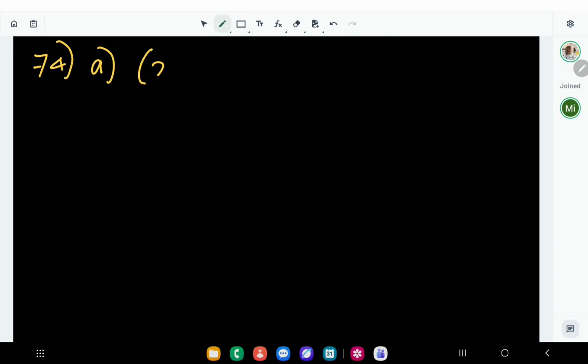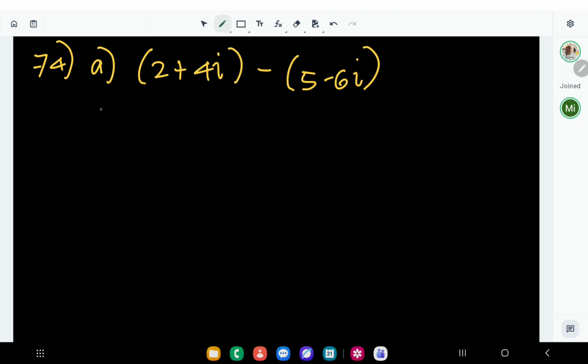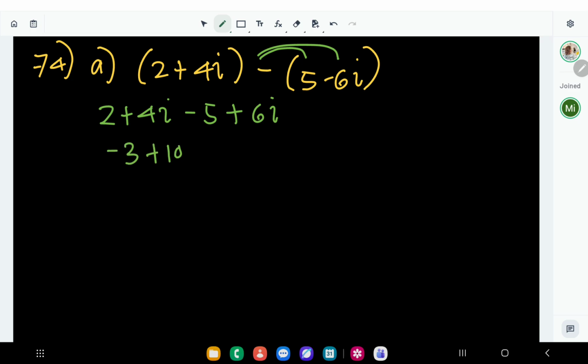Okay, simplify 2 plus 4i minus 5 minus 6i. So this one is easy. You get rid of the parentheses, so you have 2 plus 4i minus 5 minus 6i. Be careful with the signs. And this is negative 3 plus 10i.